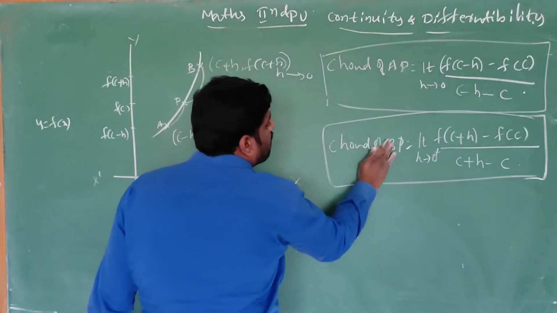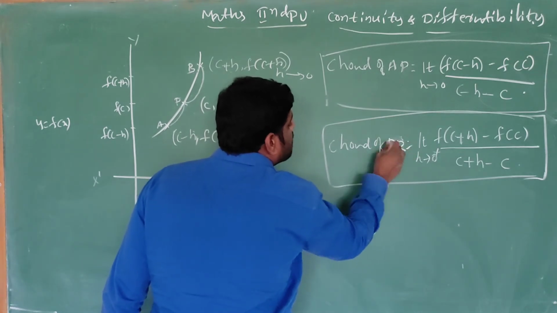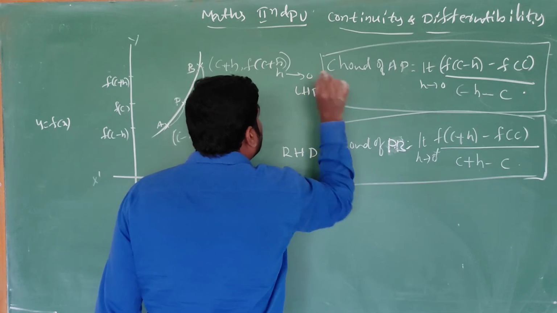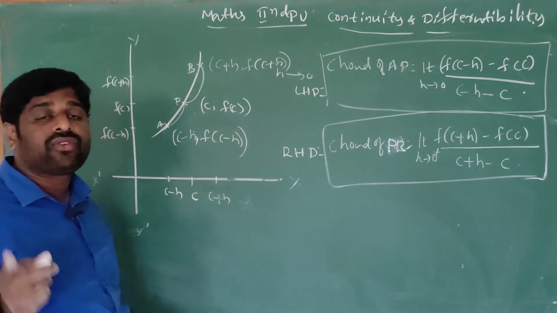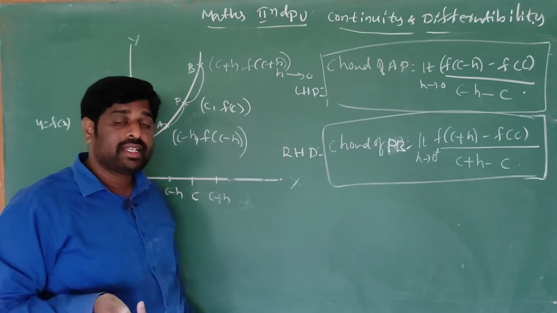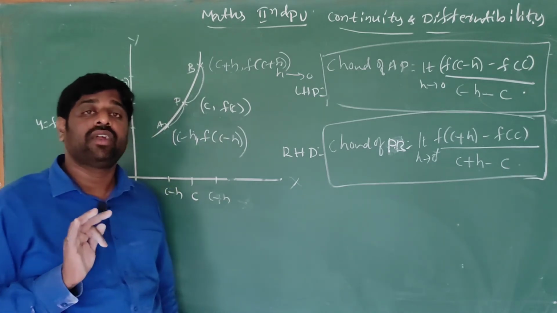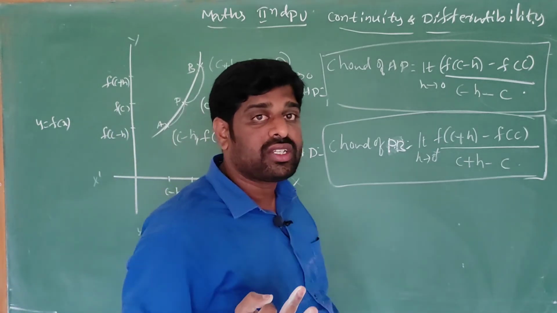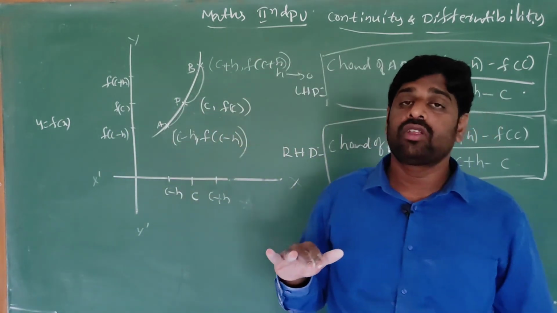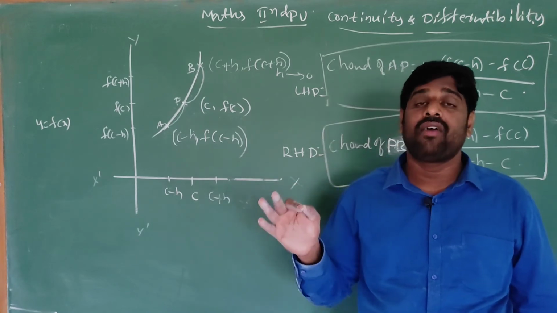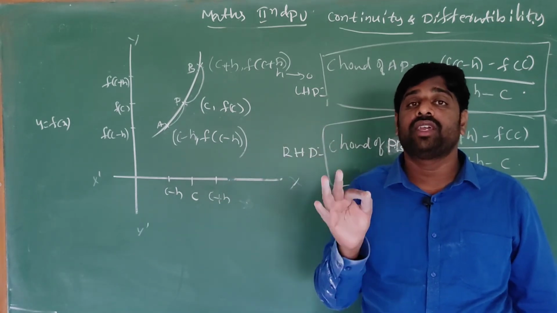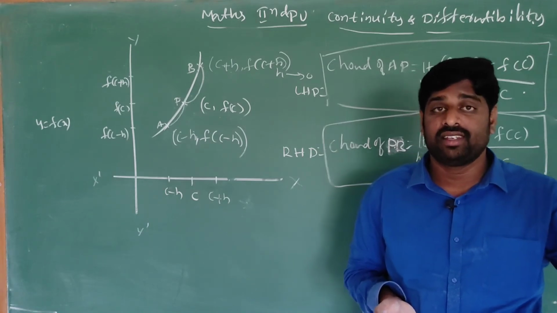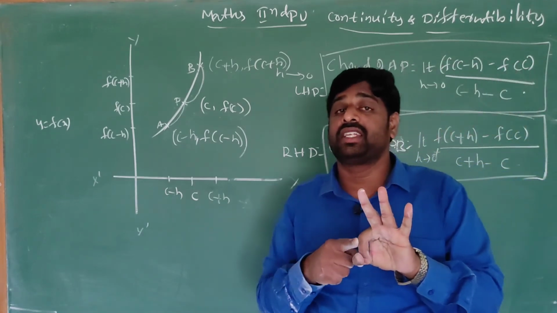That means BP or PB. So this is called the right hand derivative, and this is called the left hand derivative. When the left hand derivative is equal to the right hand derivative for any function, then that function is a differentiable function. Don't confuse children. A continuous function is different, and a differentiable function is different.